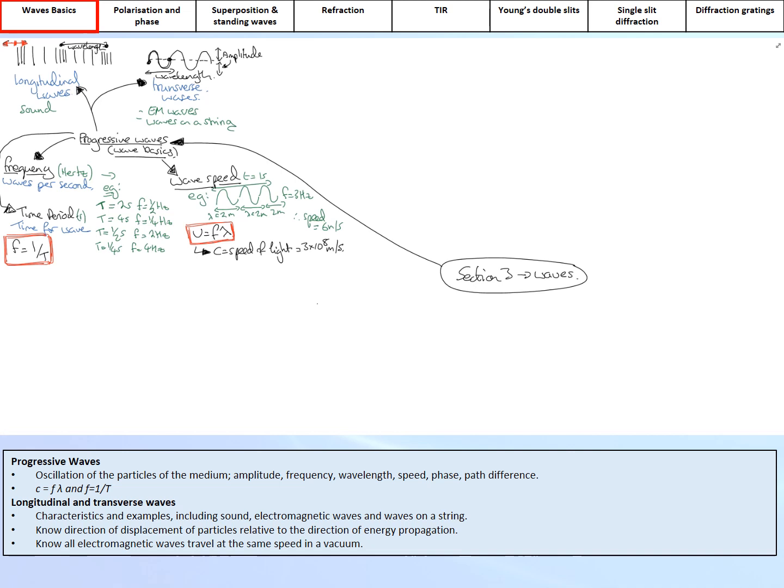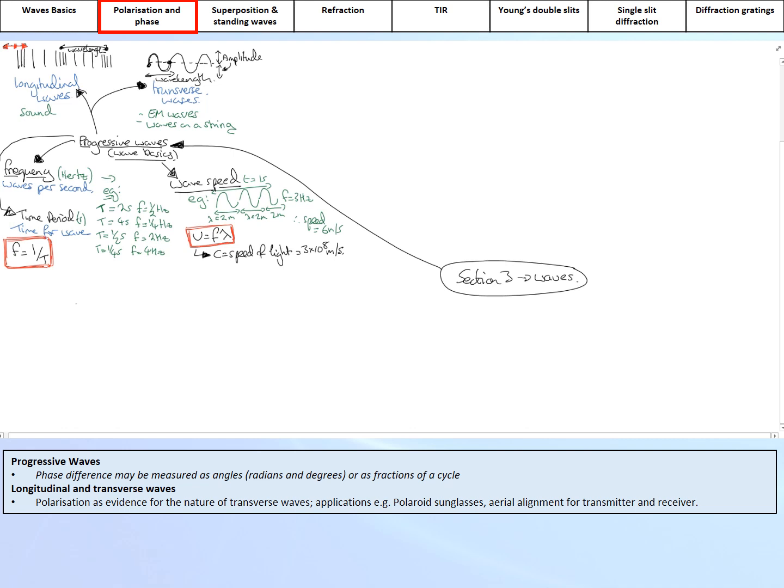Right, that's all for the first bit of waves. Let's move on to the second lesson. Okay, so the second bit was on polarization and phase. And again, it's always a good idea to go away and have a look and refresh your memory before going through this bit. So let's start with polarization.